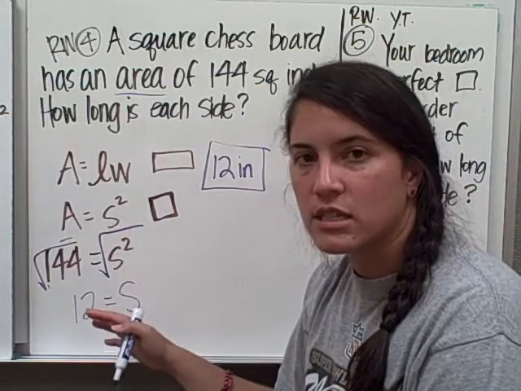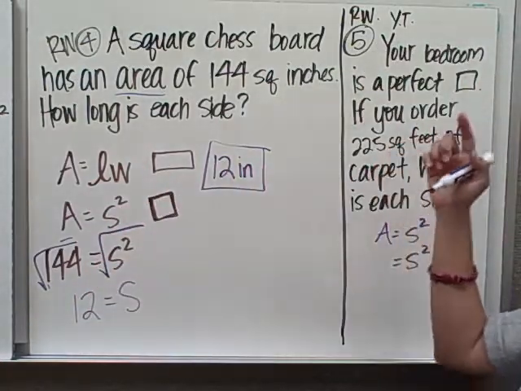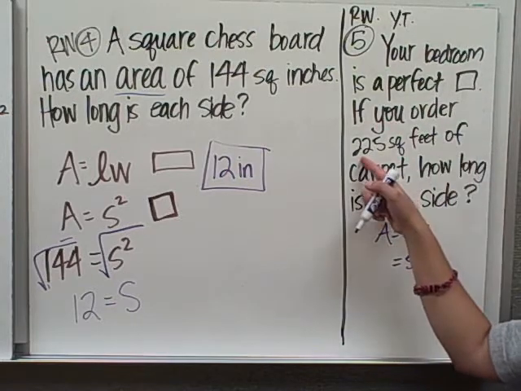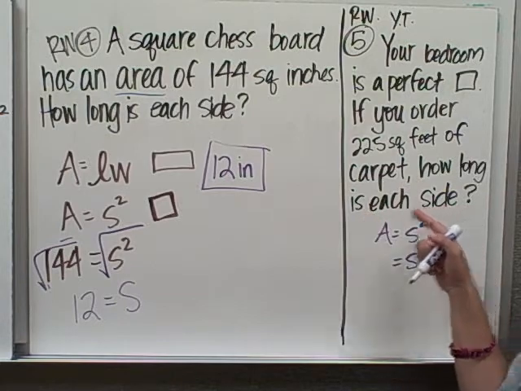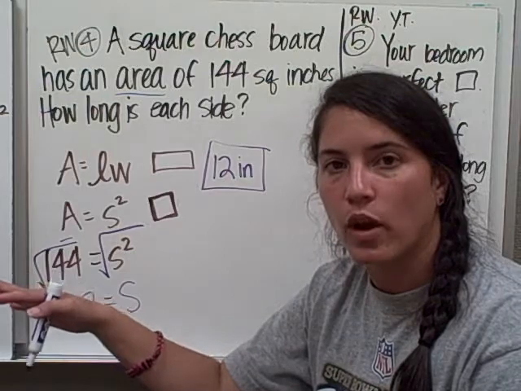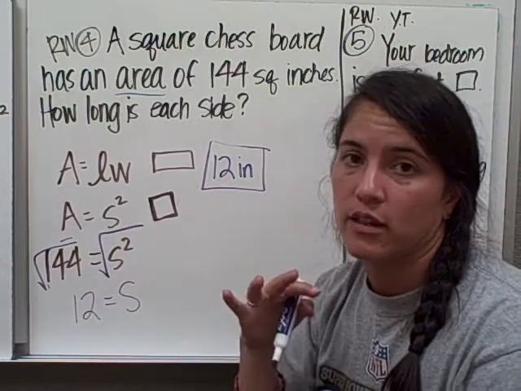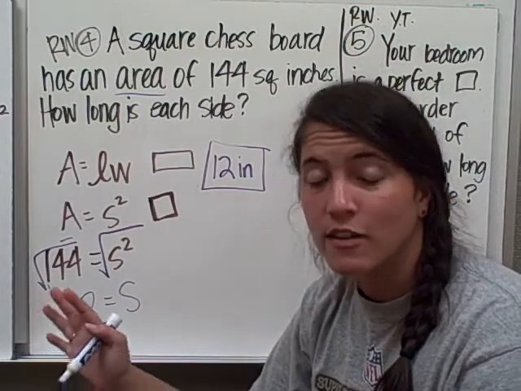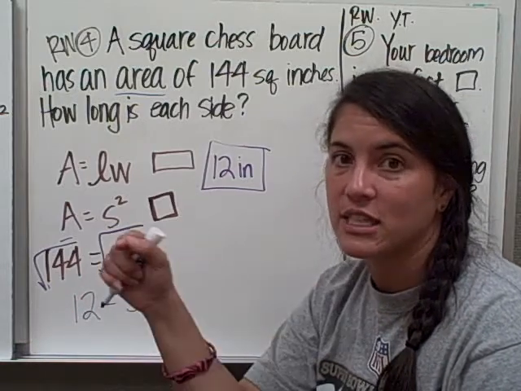So using this method, follow these steps to try number 5. Your bedroom is a perfect square. If you order 225 square feet of carpet, how long is each side? So think about it. Where does carpet go? Carpet goes flat across the floor of your bedroom. You order 225 square feet of carpet. Is one of your bedroom lengths 225 feet? No, I don't think so. So you have to use that information to find what are the sides of your bedroom.